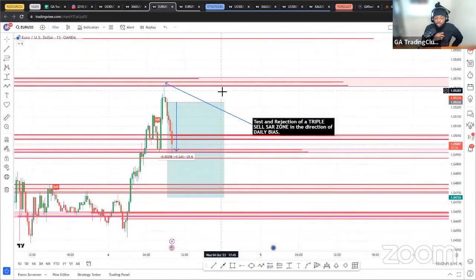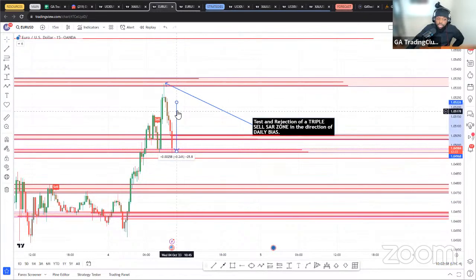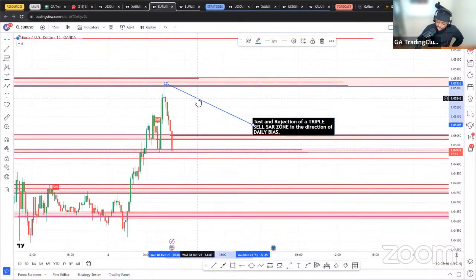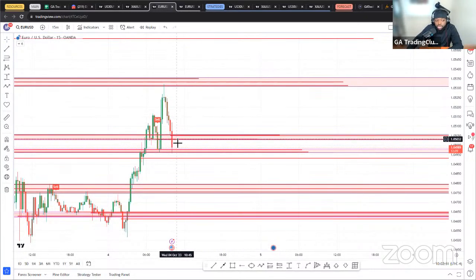So to avoid FOMOing into a trade that I've missed, if that trade achieves a 1:1, such that if I had taken it I would have been at a 1:1, I get rid of that trade and wait for another trade. So in this instance, I'm done with that trade. I'm not looking to re-enter EU, even though it retraces back up. For me to enter another EU sell, I have to wait for another setup. So right now, you can see we possibly have a break and continuation entry either at this SAR zone and this SAR zone here, or for EU to come back up here and give me another test and rejection entry or break and continuation entry.